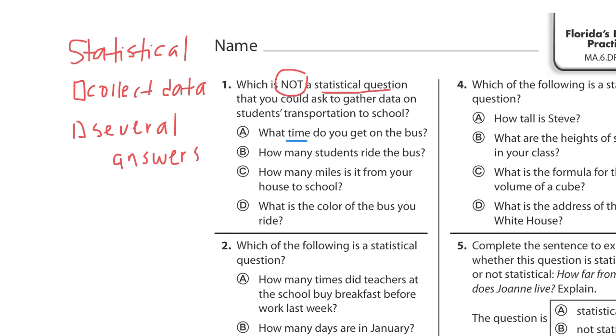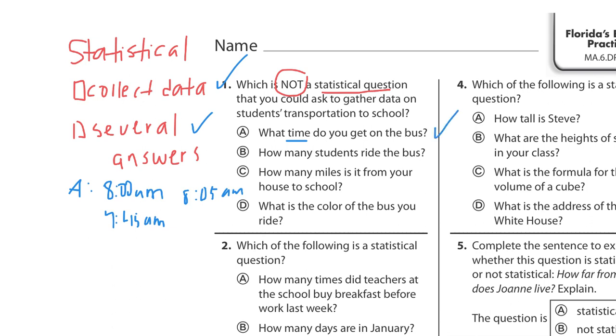What time do you get on the bus? Okay, so for letter A, students could say, I get on the bus at 8 a.m. Students could say, I get on the bus at 7:45 a.m. Or they get on the bus at 8:05 a.m. So this one has collect data and it has several answers. So this one is a statistical question.